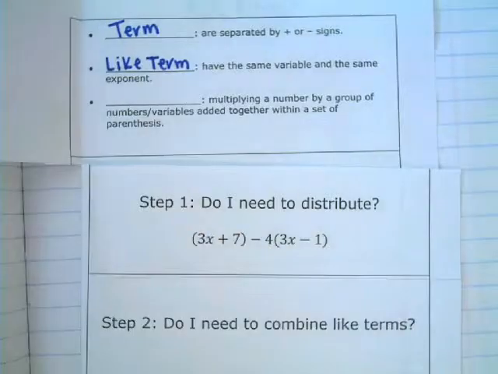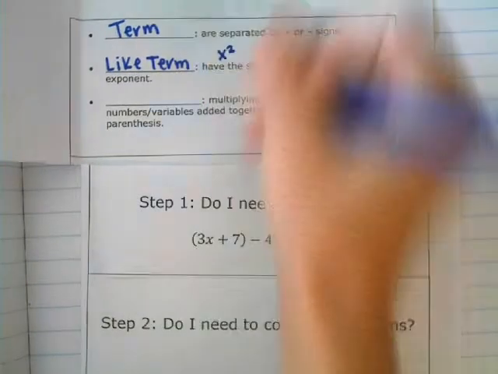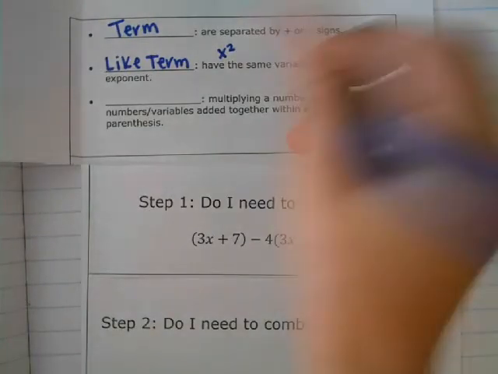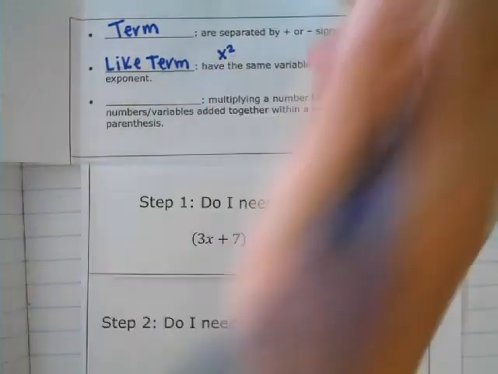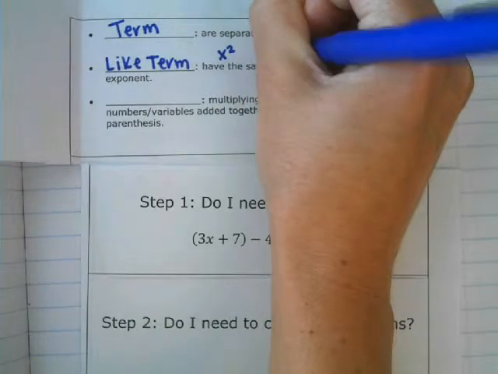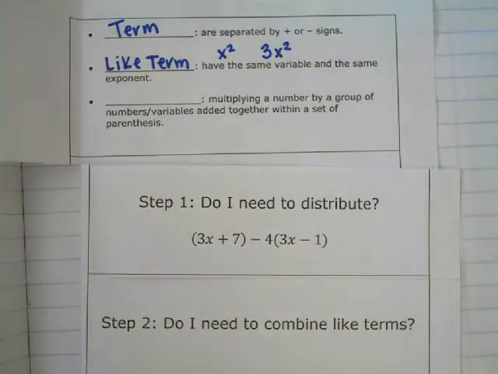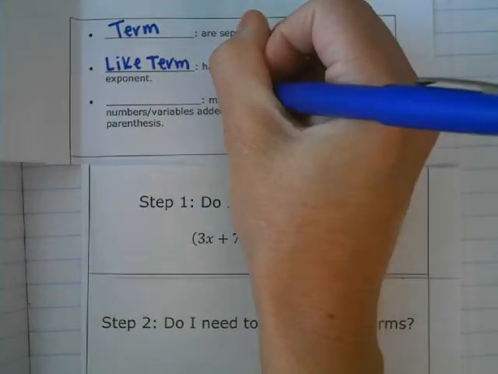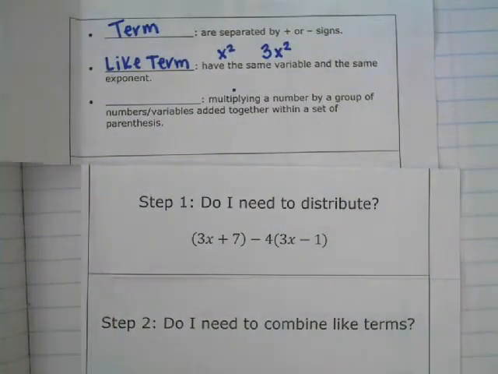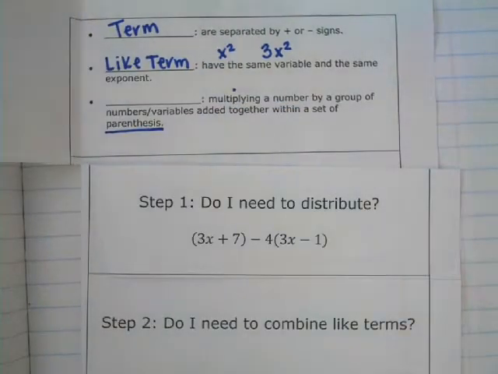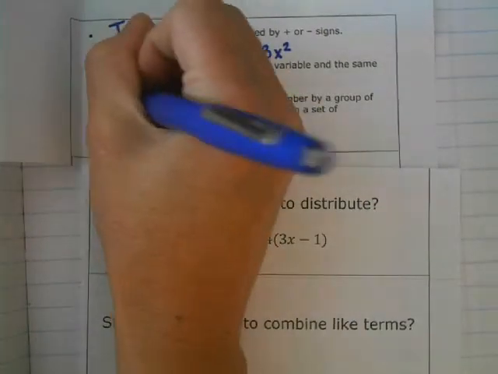For example, if I have x to the power of 2, in order for it to be a like term, it has to have an x and it has to have a power of 2. For instance, 3x to the power of 2 is considered a like term. Our third definition says that we are multiplying a number by a group of numbers or variables that are added together within a set of parentheses. That is distributing.